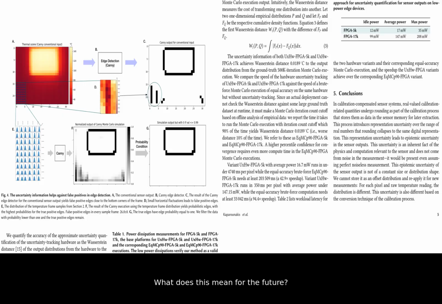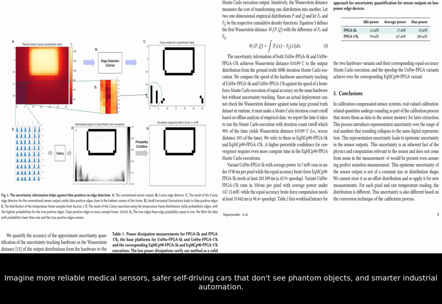What does this mean for the future? Imagine more reliable medical sensors, safer self-driving cars that don't see phantom objects, and smarter industrial automation. By understanding and quantifying uncertainty right at the source, we can build a new generation of devices that we can truly trust.